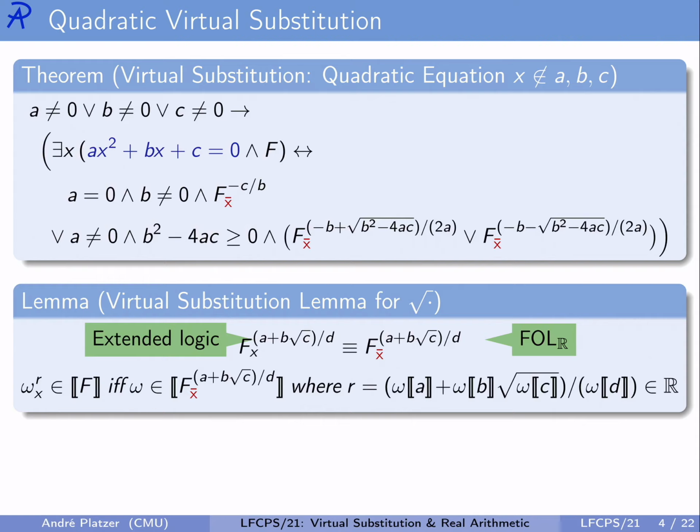What have we seen already? We have seen already the virtual substitution theorem for quadratic equations. So when we have an equality in the middle of our, without loss of generality, remember, conjunctive number of conditions about an existentially quantified variable x. We say there is an x such that ax squared plus bx plus c equals 0 and some other conditions f. That is true if and only if the solution or the solutions for this quadratic equation make the logical formula f happy. And what are the solutions of this quadratic equation?